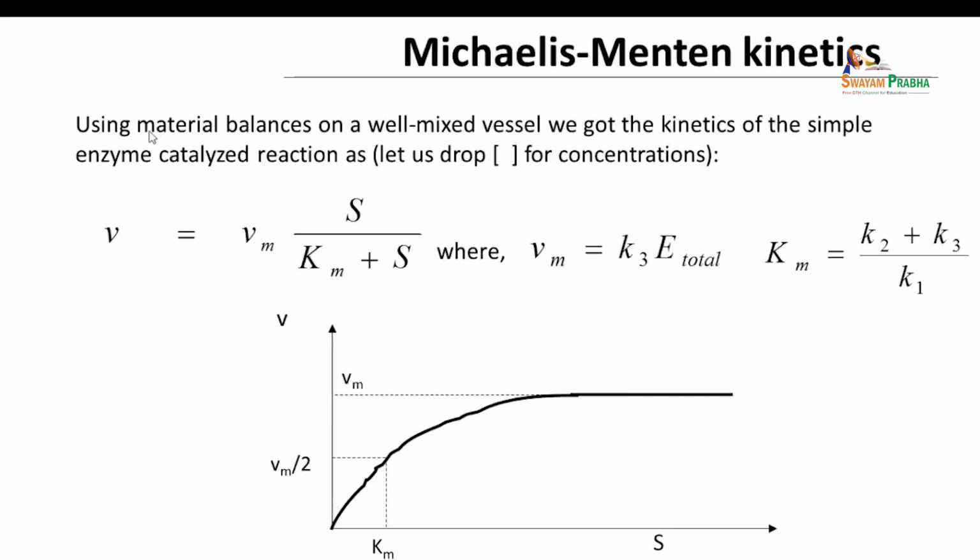So since it's the same form of the equation, the same kind of interpretations can be drawn. Vm is the maximum rate. I mean, the rate increases and then asymptotically attains the maximum rate Vm. And if we replace Km with S, then we get V equals Vm S by 2S, therefore Vm by 2. Therefore, Km is nothing but the substrate concentration at which we get the half maximal rate, same as the Monod equation interpretations.